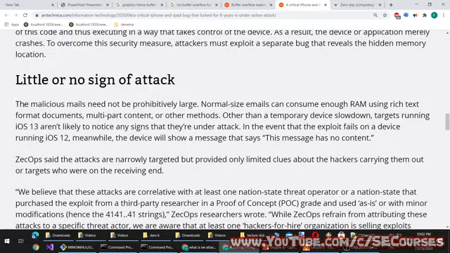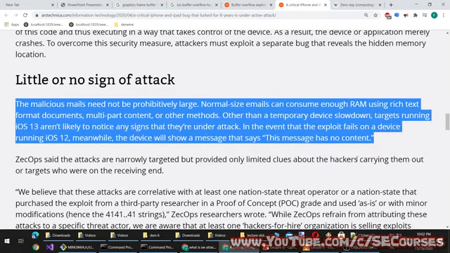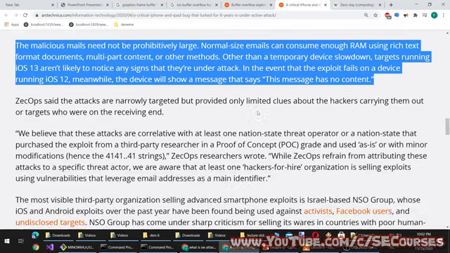Little or no sign of attack. The malicious mails need not be prohibitively large. Normal size emails can consume enough RAM using rich text format documents, multi-part content, or other methods. Other than a temporary device slowdown, targets running iOS 13 aren't likely to notice any signs that they're under attack. In the event that the exploit fails on a device running iOS 12, meanwhile, the device will show a message that says, "This message has no content."